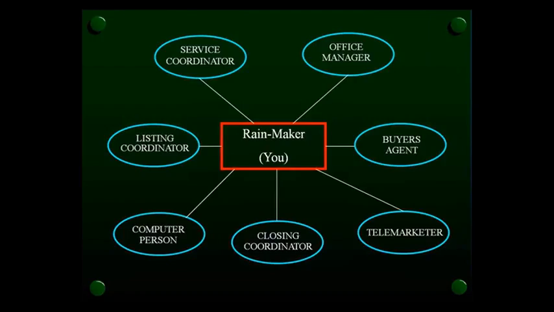So, we come up with this whole concept of the rainmaker theory. Well, who is a rainmaker? What does a rainmaker do? A rainmaker does only what matters. A rainmaker is involved in only activities where he or she can change the outcome. But, somebody's got to be the office manager. Well, if there's only you, you've got to write your name in there. You're also the buyer's agent, the telemarketer, the closing coordinator, the computer database person, the listing coordinator, the service coordinator.